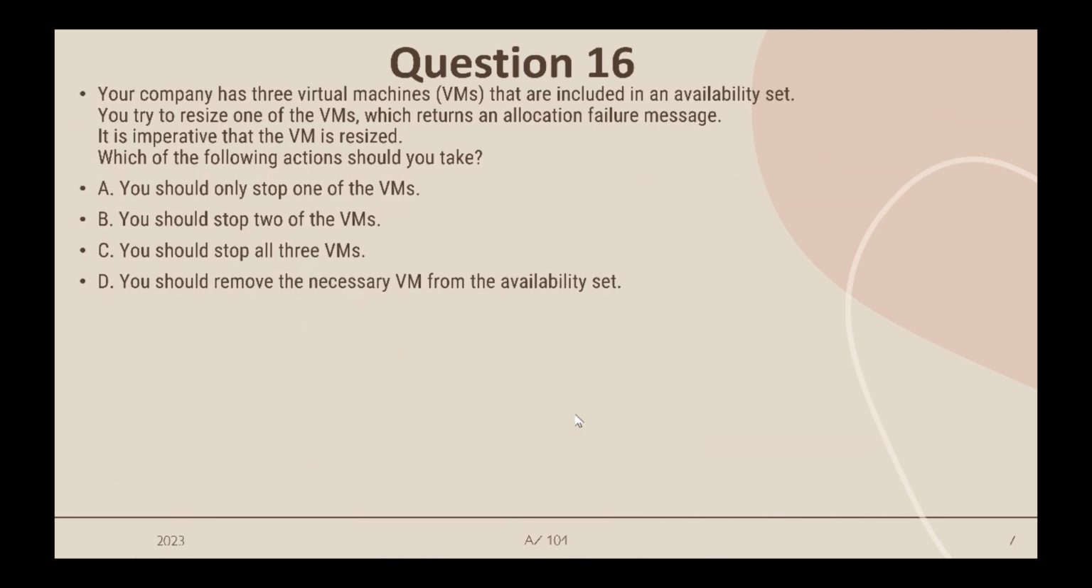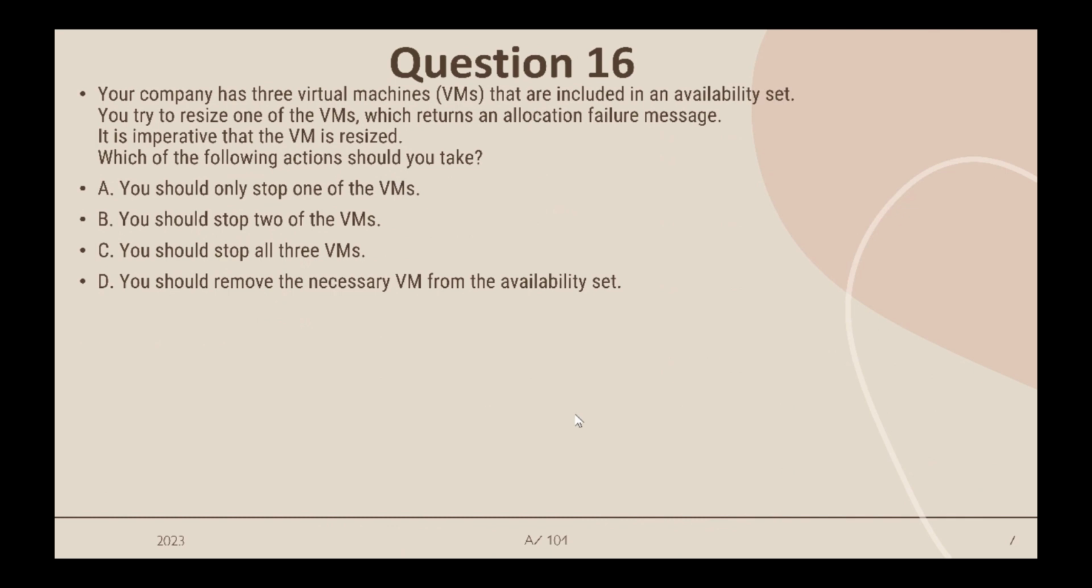Your company has three virtual machines that are included in an availability set. You try to resize one of the VMs, which returns an allocation failure message. It is imperative that the VM is resized. Which of the following actions should you take? Your options are: A, you should only stop one of the VMs; B, you should stop two of the VMs; C, you should stop all three VMs; and D, you should remove the necessary VM from the availability set.